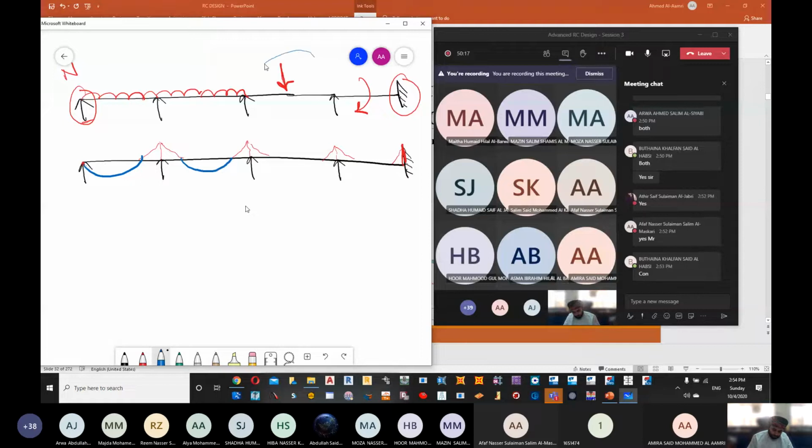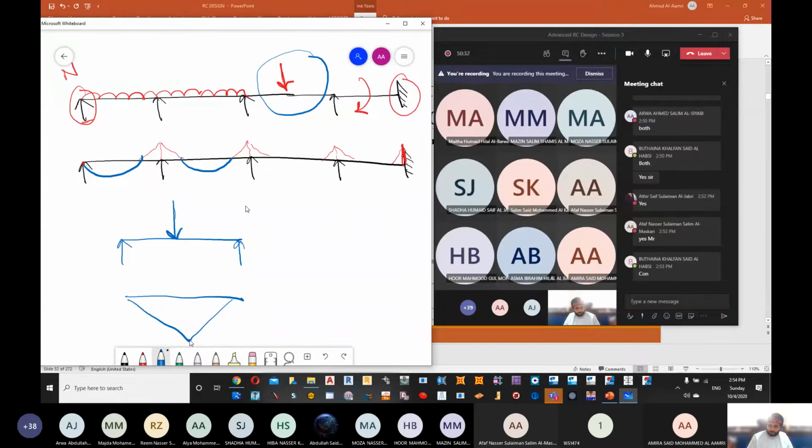Now the situation will be different here. In case of a simply supported with a point load, you will see that your bending moment acts like a triangle rather than a parabolic. So instead of having it to be parabolic, I'll be having it to be a triangle. Are we okay?